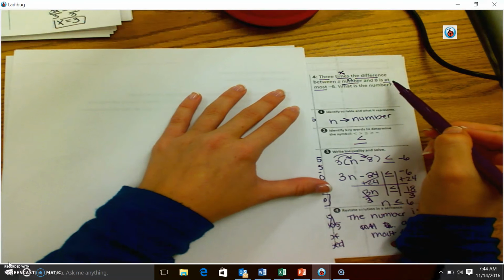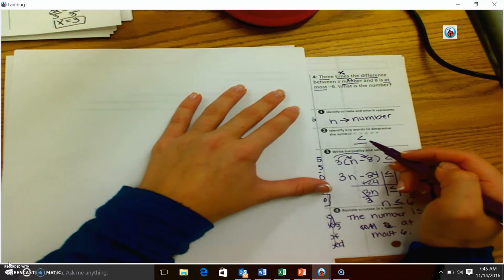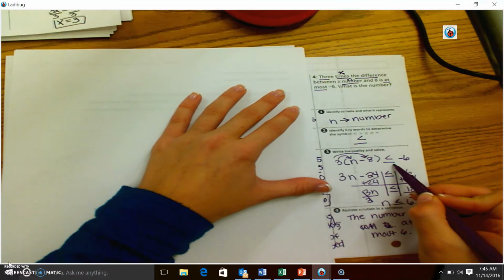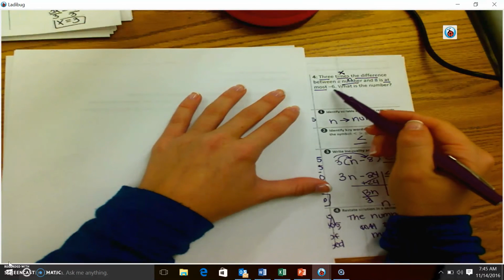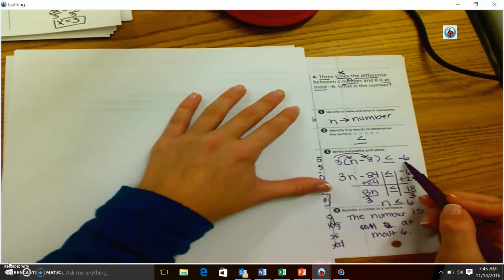Then the next word is at most. So we put our sign that we found here, at most. And it's at most -6. So that goes after the inequality sign.